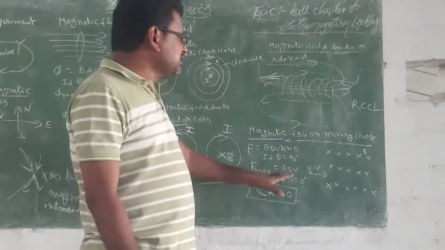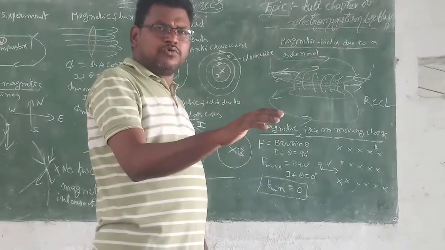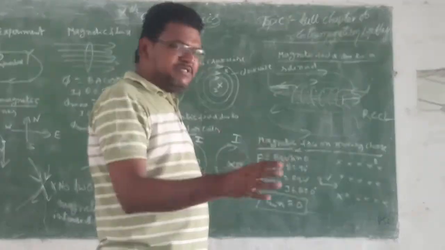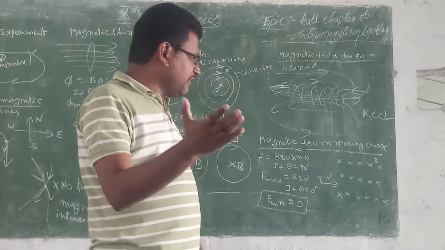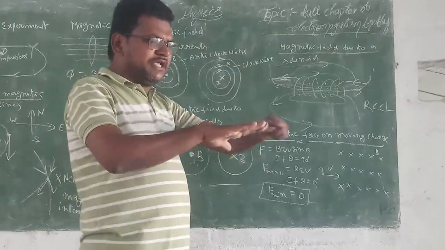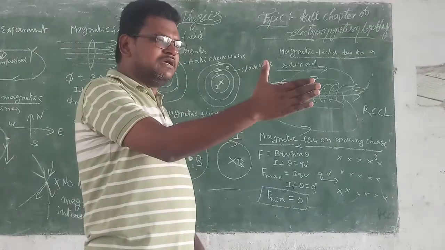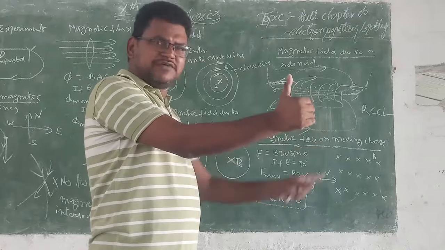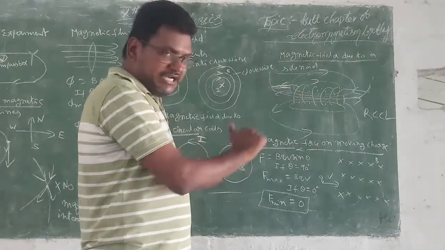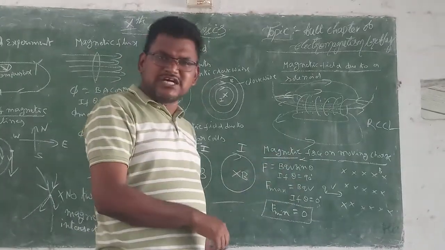Okay. To know the direction of the magnetic force acting here, we use the right hand thumb rule, or else Fleming's left hand rule, or else Fleming's right hand rule. In the case of the right hand thumb rule, we take the fingers in the direction of velocity of the charged particle, and then curl them in the direction of the magnetic field, then the thumb represents the direction of the magnetic force. So in this way we can know the direction of magnetic force acting on a charged particle.